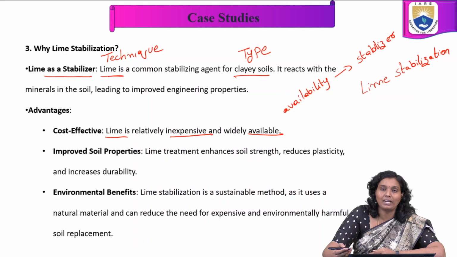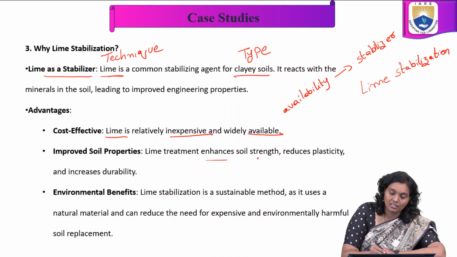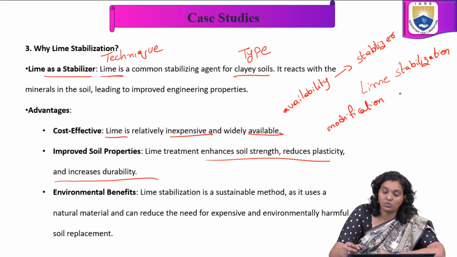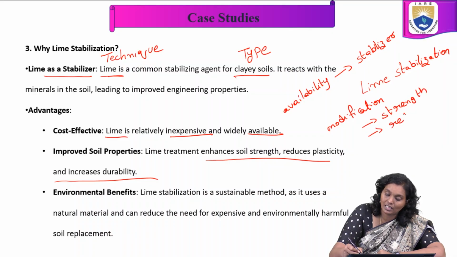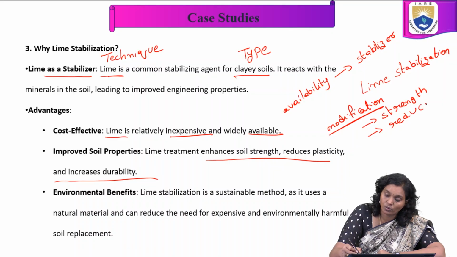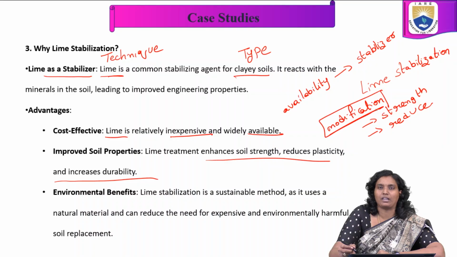Lime treatment enhances the soil strength, reduces plasticity and increases durability. These are the engineering property modifications by using lime as a stabilizer. From the strength point of view, it increases strength. Plasticity, it reduces. Not every property increases; some may reduce, but we need the modification of that particular property, and it increases durability.